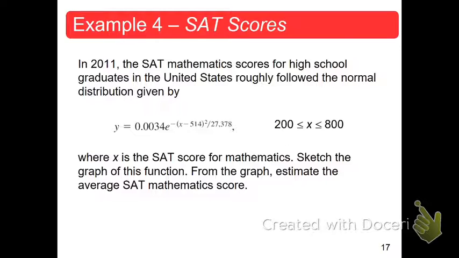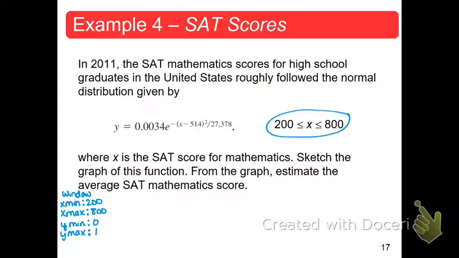And then we have to remember our window. The problem tells me what my x's are going to be: x is between or equal to 200 and 800. So when I set my window, I'm going to set my minimum x value to 200 and my maximum x value to 800. Then, because we're dealing with probability, I'm going to set my y minimum to 0 and my y maximum to 1. This doesn't mean I'm definitely going to see my graph, but it gives me a good shot, and it sets my x's where I need them, so even if I can't see it by my y's, the zoom fit feature will show me the piece of the graph I need to look at.